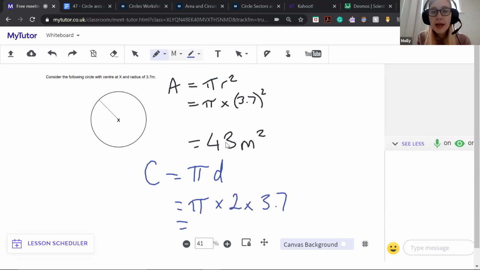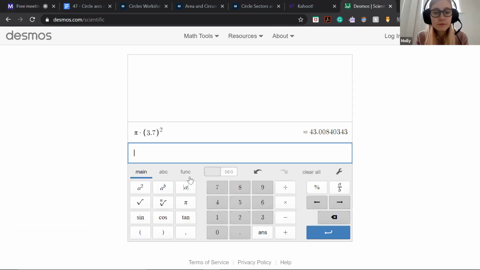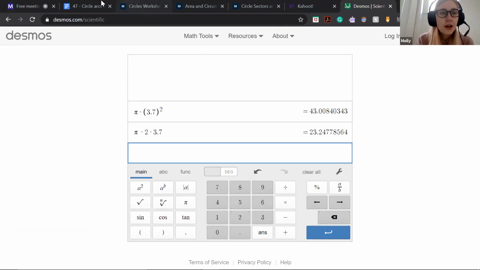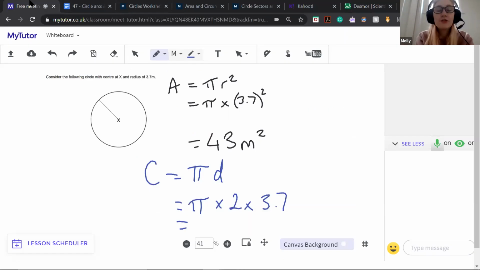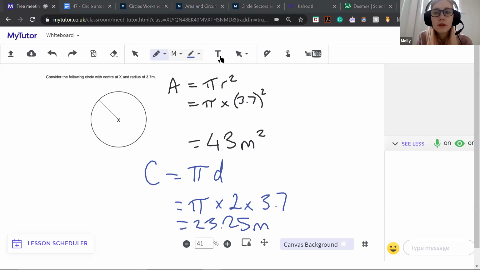So we can just pop that into our calculators. Pi times 2 times 3.7. Boom. 23.25 if we round it to 2 decimal places. So this should really have been 43.01, but let it slide. 23.25. And that's meters because it's a distance all the way around it there. Perfect. People are getting that, which is fantastic.